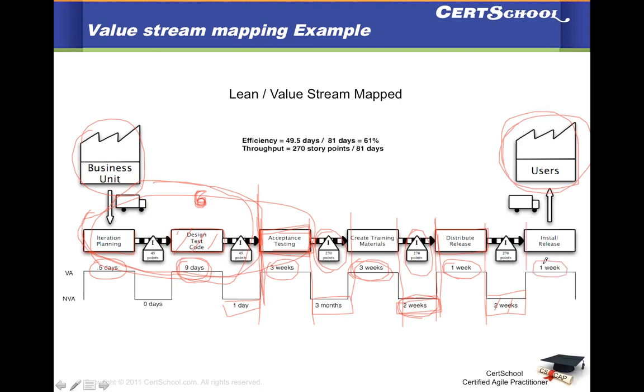And then finally deploy in 1 week, and it is ready to be consumed by the true customers. Okay, in this case, if you look at the efficiency, we'll use the same formula and we'll look at the efficiency. So value add days, this is the summation of value add days, which is 49.5 days. And you divide it by the total days, which is summation of everything, value add and non-value add. So 81 days. So you have improved your efficiency to 61% from 30%, okay, which is a massive improvement.